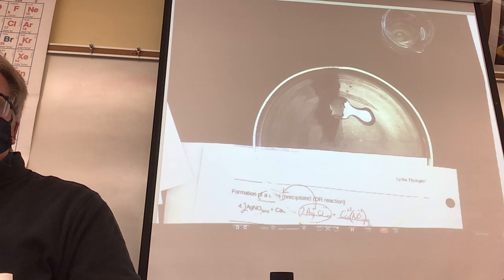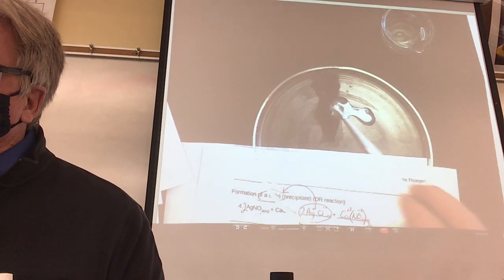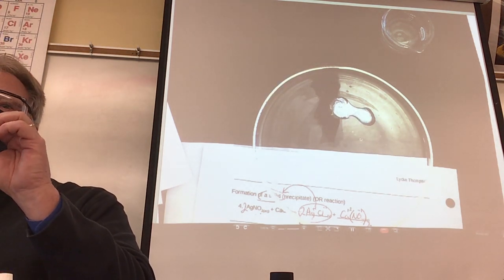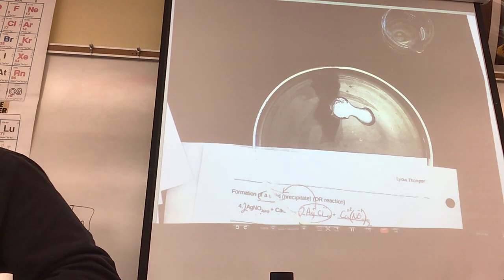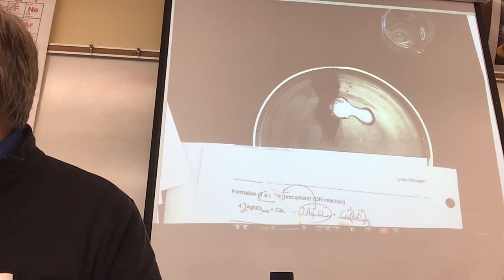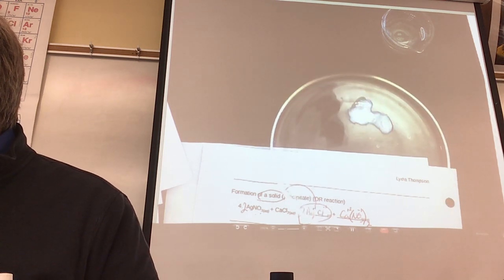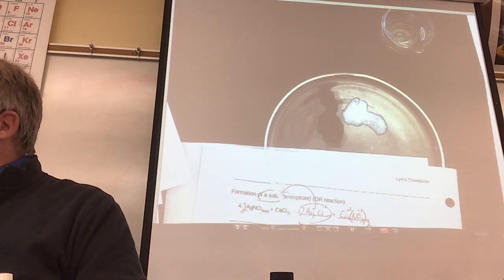Can you see that? Now, I don't know if you understand what that is, but that's a solid. Little tiny pieces of solid are coming together. I know the light's reflecting off that a little bit, but let me shake it a little bit. See a little piece of solid?